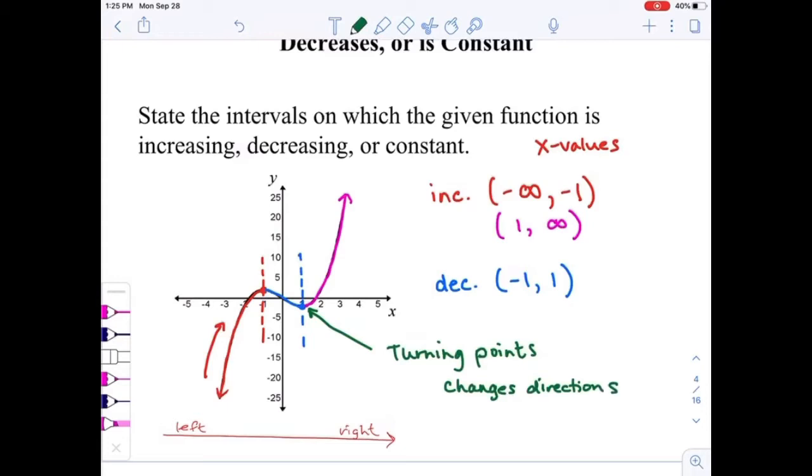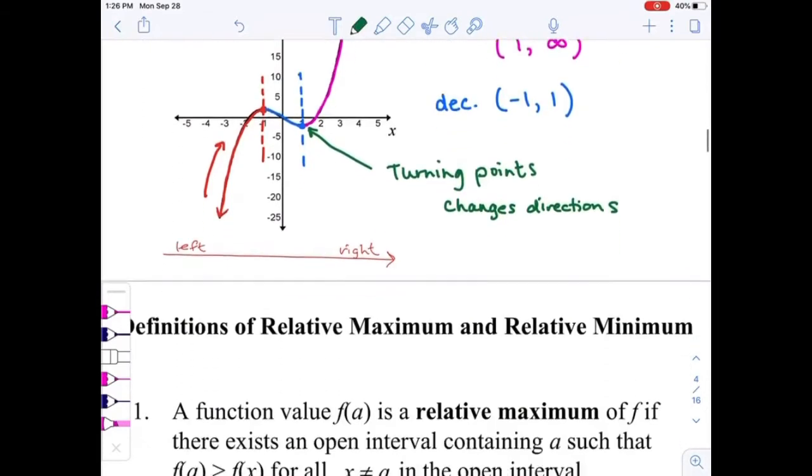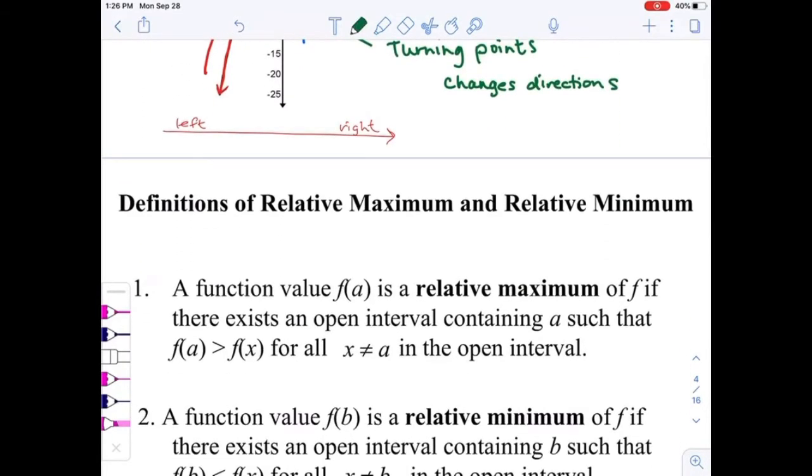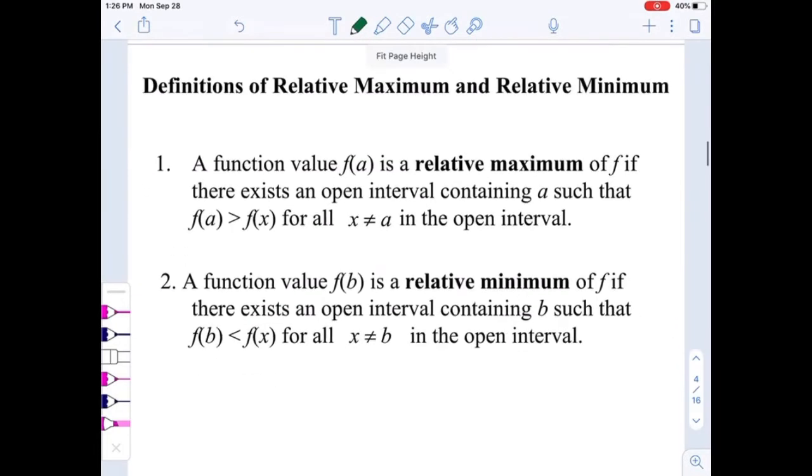Okay? So you're looking for those turning points of the graph, and you're identifying if it's going up or it's going down, increasing and decreasing. So in the next portion, it talks about definitions of relative maximum and minimum.